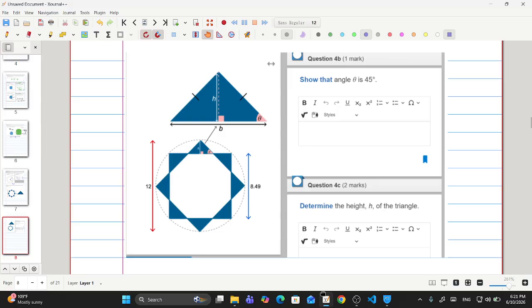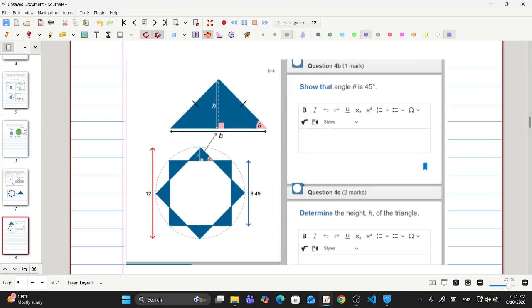Hmm. Let's apply some knowledge. It's a 1 mark question. 8.49 is this entire length as well, right? This entire length is also 8.49. This one. If we were to divide 8.49 by 3 first, we'll get 2.83. So this entire length B is basically 2.83.